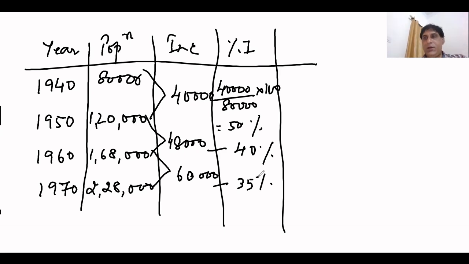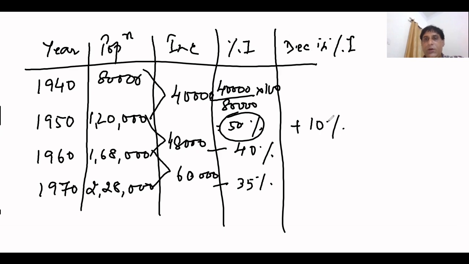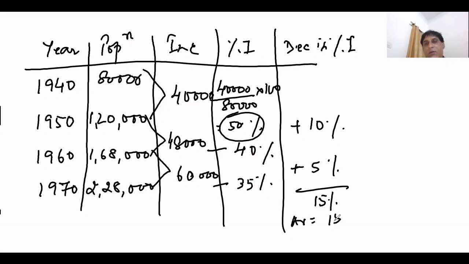Say 35%, right? So what is the decrease in percentage increase? Now, it is an increase because this value is more, so it will be plus 10%, right? Now, what about this? It is say plus 5%. So the value is 15%, and the average is 15 by 2, that is 7.5%, right?